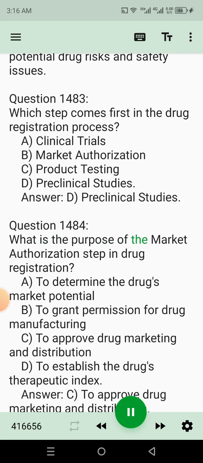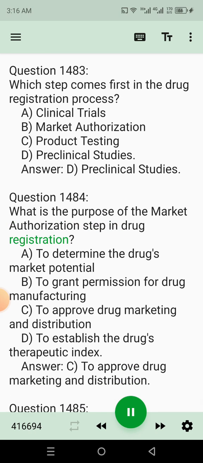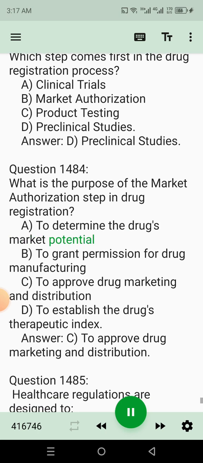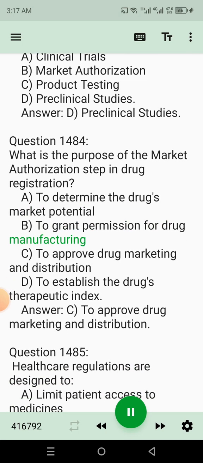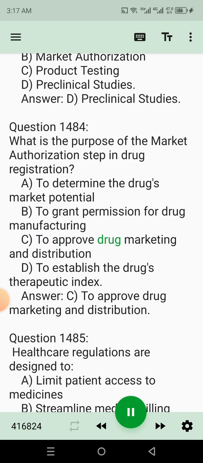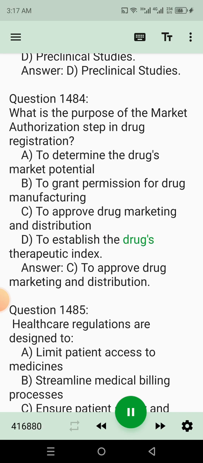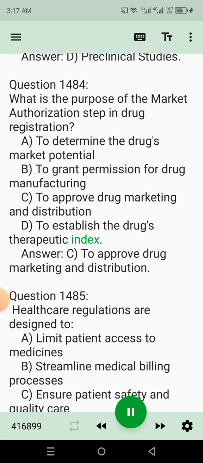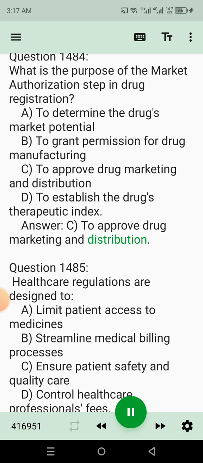Question 1484. What is the purpose of the market authorization step in drug registration? A. To determine the drug's market potential. B. To grant permission for drug manufacturing. C. To approve drug marketing and distribution. D. To establish the drug's therapeutic index. Answer. C. To approve drug marketing and distribution.